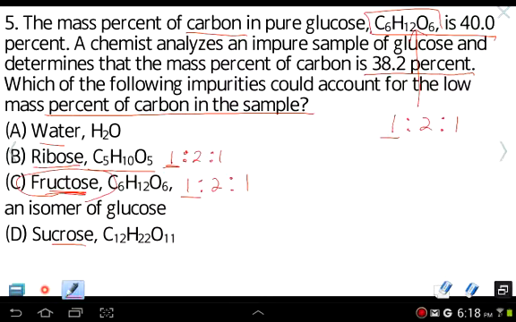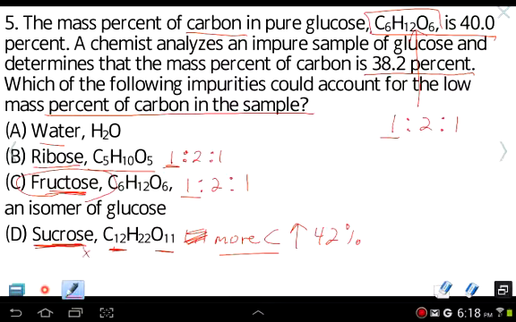If it's contaminated with sucrose, notice it has even more carbon than it does oxygen. It's higher than 1. It's 1 point something. So here we have 1.1 or whatever it is. We have even more carbon. So if it was contaminated with sucrose, you'd see the percent go up, maybe to 42% or something. So it cannot be sucrose.